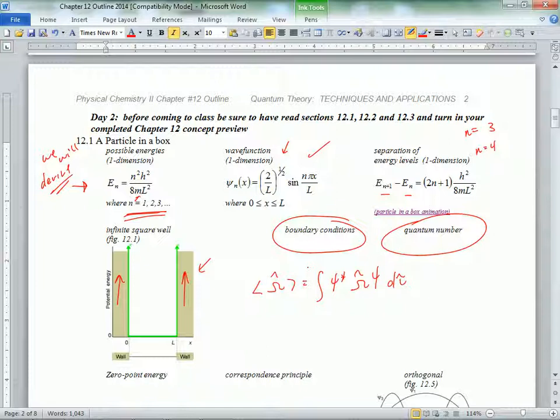So notice how these things kind of made sense. If we made L much, much larger, the energy spacing gets much smaller, because you're dividing by a much, much bigger number. And we saw that with the mass too. If you make the mass much, much larger, the energy spacing becomes smaller. That makes sense, because if you want to extrapolate to baseballs, compared to the mass of an electron, you can't see that energy spacing.